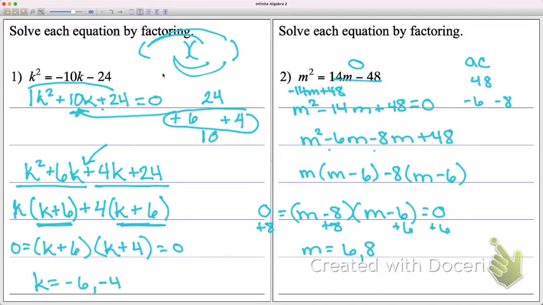And always try to write them from smallest to largest, because when we use them to graph, then it will be easy to put them across the x-axis. So it'd be 8, 6. 6, 8. You said put the biggest one first. No, I said smallest to largest.